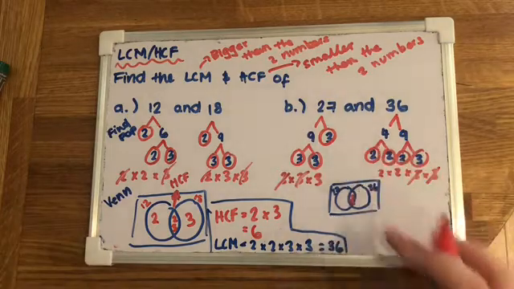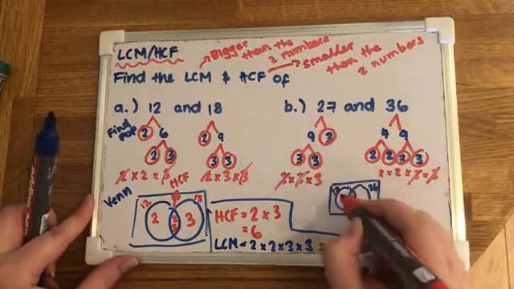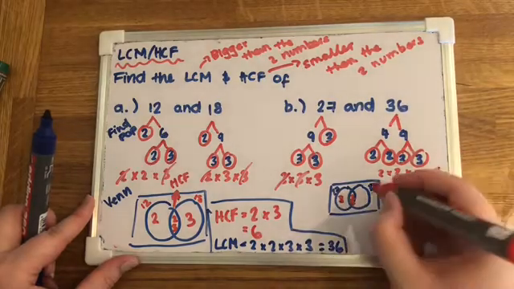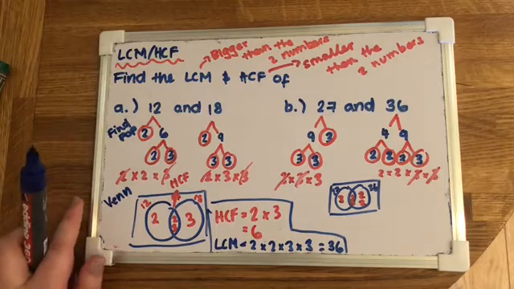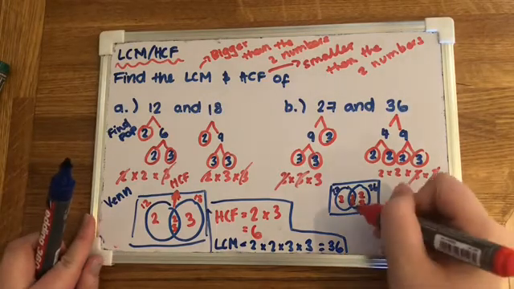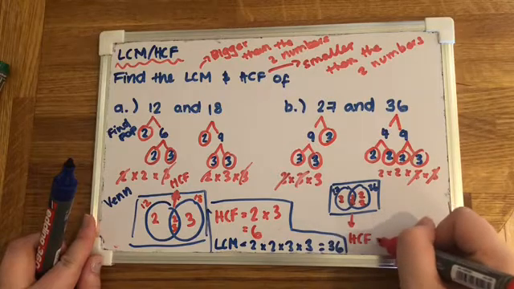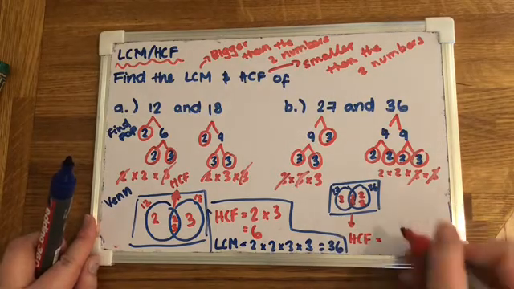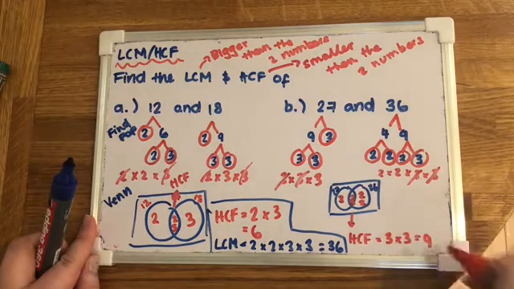Okay, now the 27 has another 3, but the 36 doesn't, so we can't put another one in. So this has an extra 3 left over, and the 36 has 2 2s. Okay, so again, the highest common factor is the 2 numbers in the middle multiplied together, so 3 times 3, which is 9.